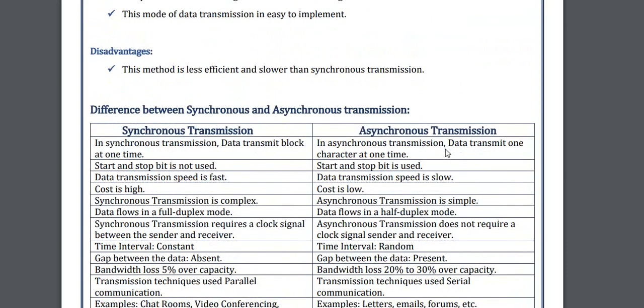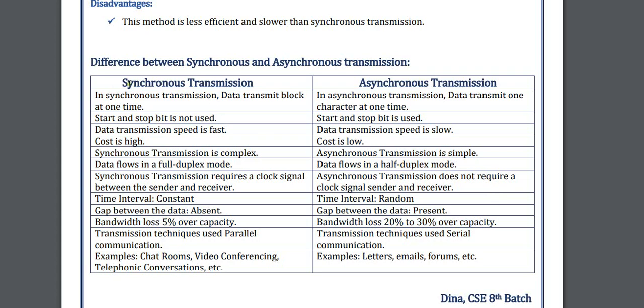The most important question from the exam point of view is the difference between synchronous and asynchronous data transmission. In synchronous, the cost is high, and in asynchronous the cost is low. Asynchronous is simple, but synchronous is complex. Synchronous is used in full duplex mode and asynchronous in half duplex mode. Asynchronous is random, but synchronous is constant. Gaps between data are absent in synchronous transmission, but in asynchronous there are gaps present.